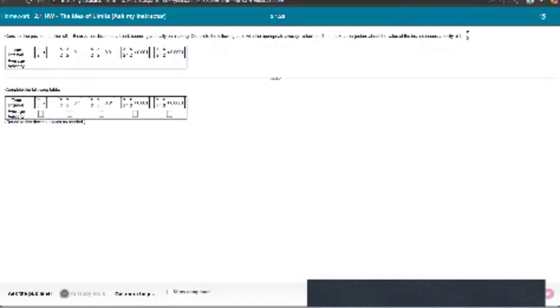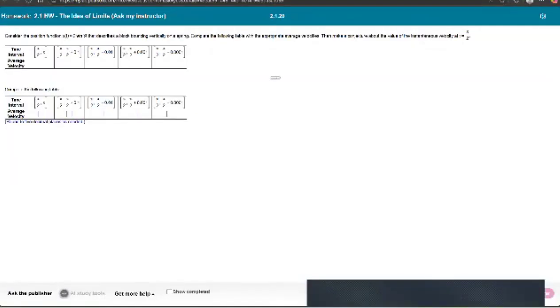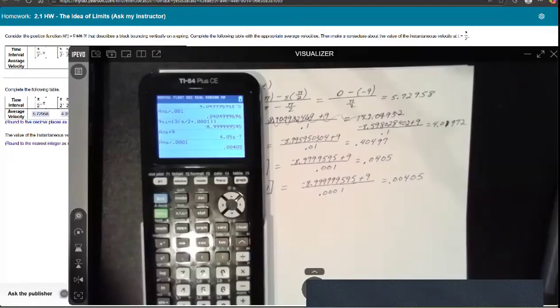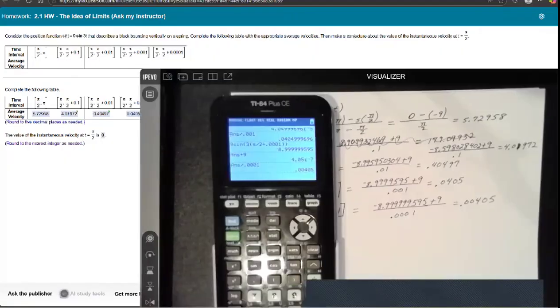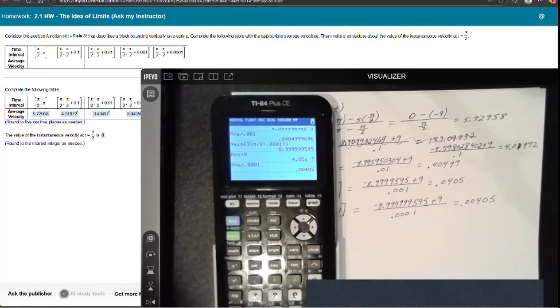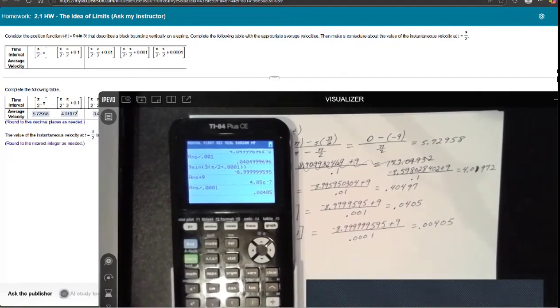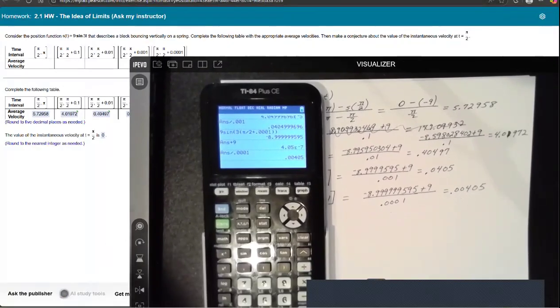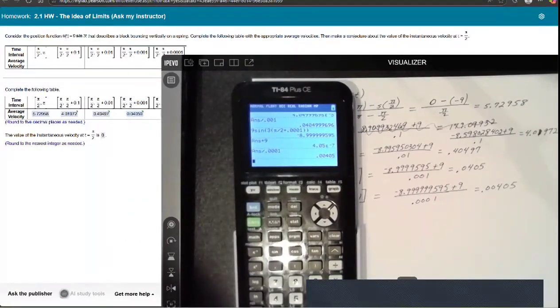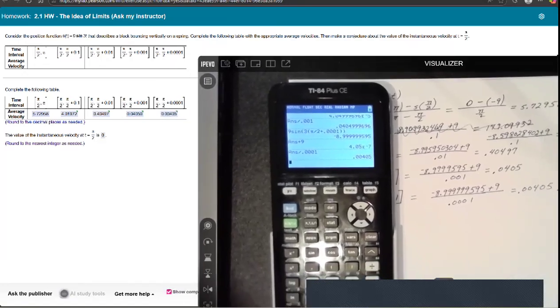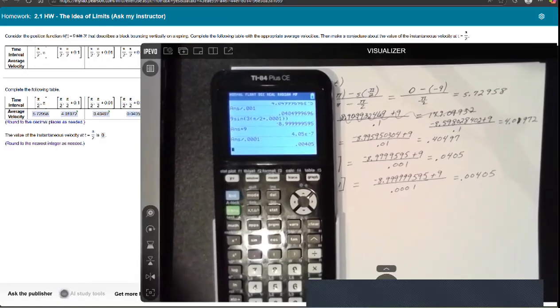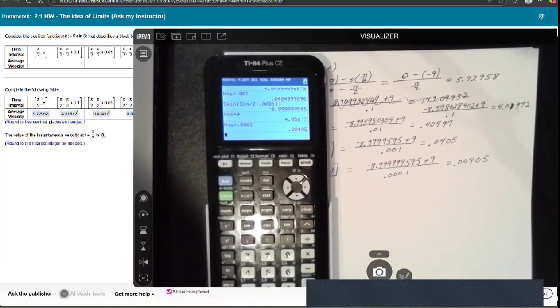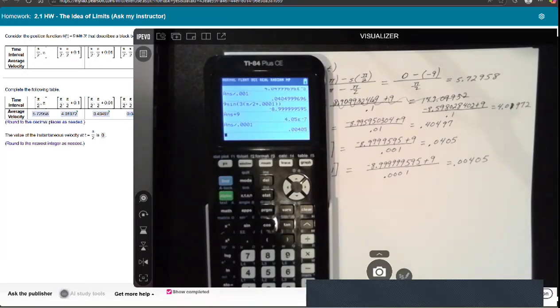So in this problem, notice if I hit show completed on my end, they should have the same answers as what I just got here. So the 5.72958, the 4.01972, yes, the 0.40497, yep, 0.0405, and they put a zero at the end of it, and then 0.00405.